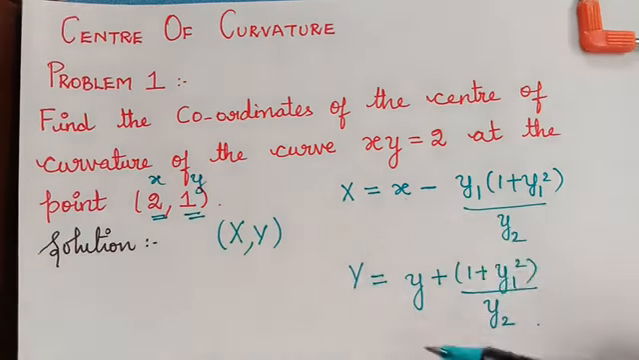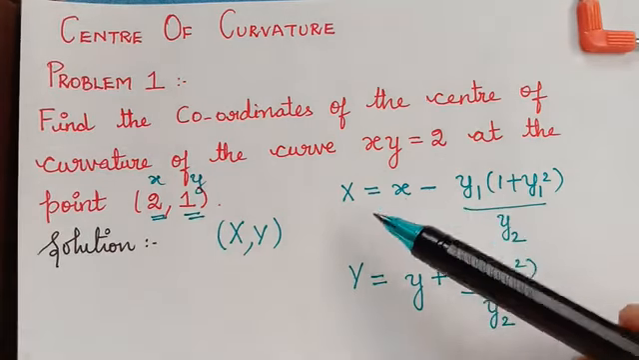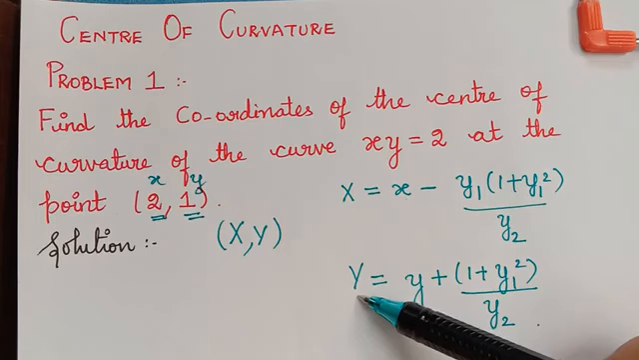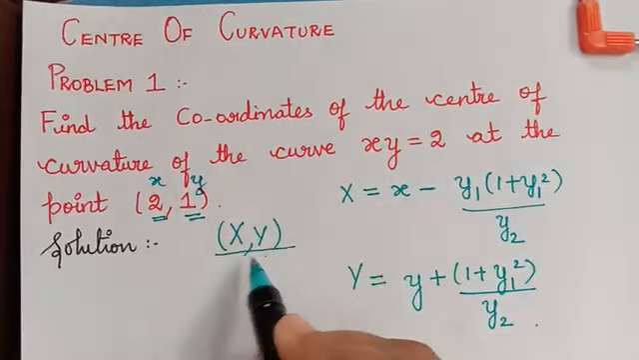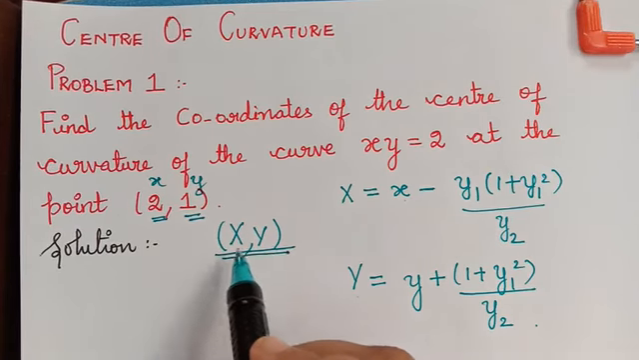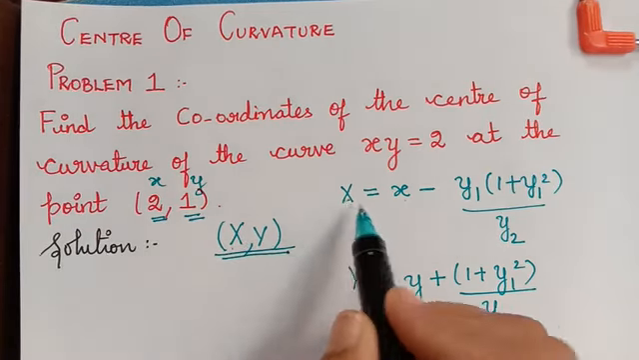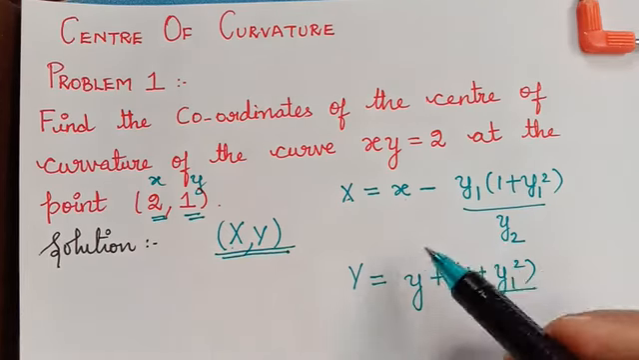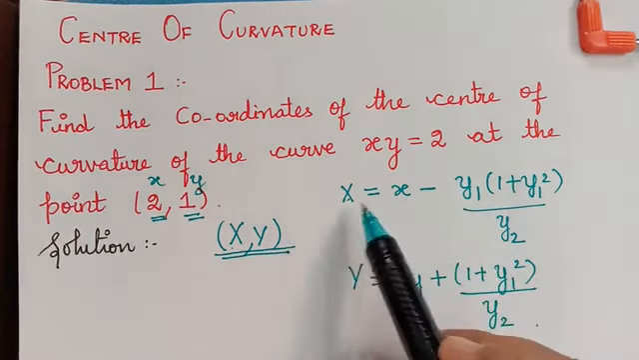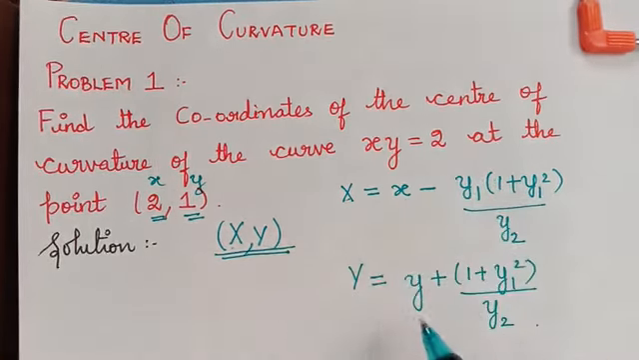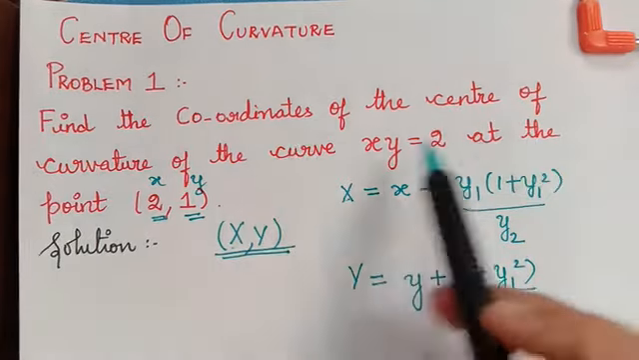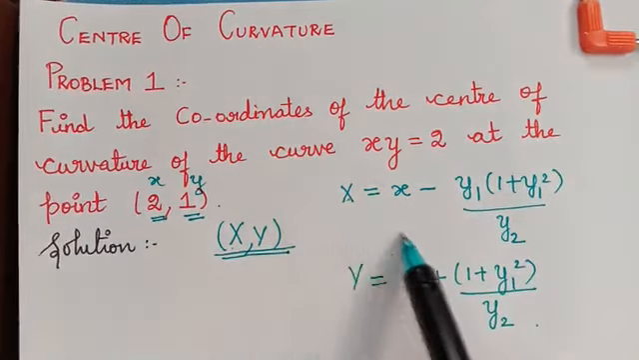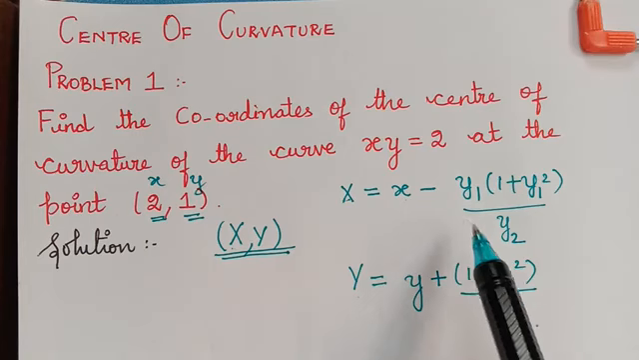Now by using these formulas we can find the values of capital X and capital Y, and the coordinates of the center of curvature is given by (X, Y). After evaluating capital X and capital Y using these formulas, we substitute them here, and that will give us the coordinates of the center of curvature. Now let us see how to evaluate these formulas.